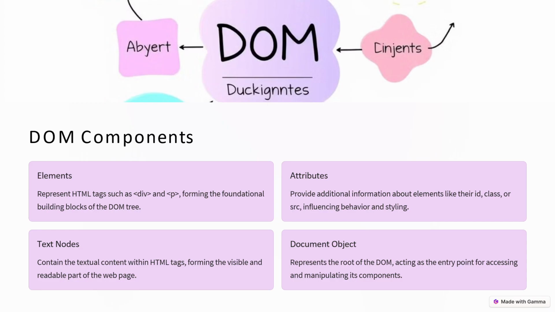Third, text nodes. It contains the textual content within HTML tags, forming the visible and readable part of the web page. Fourth, the document object represents the root of the DOM, acting as the entry point for accessing and manipulating its components.